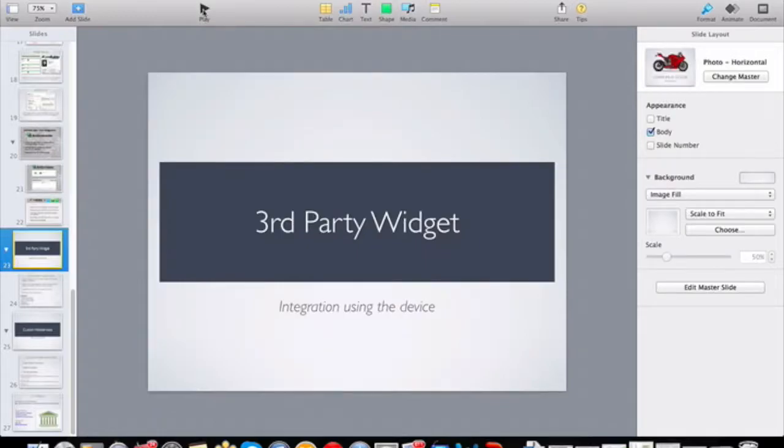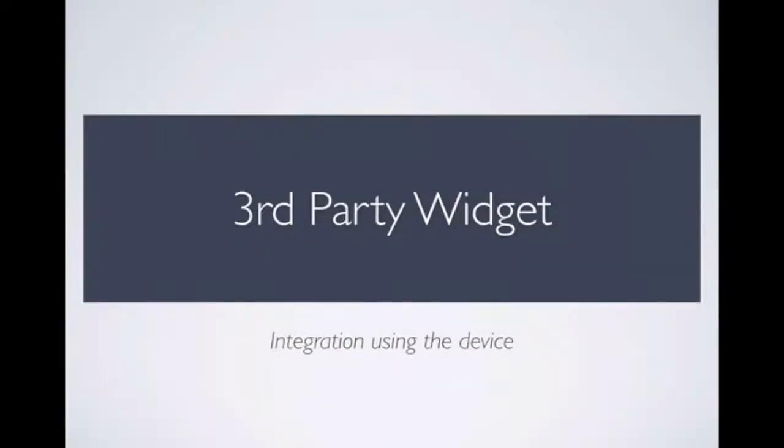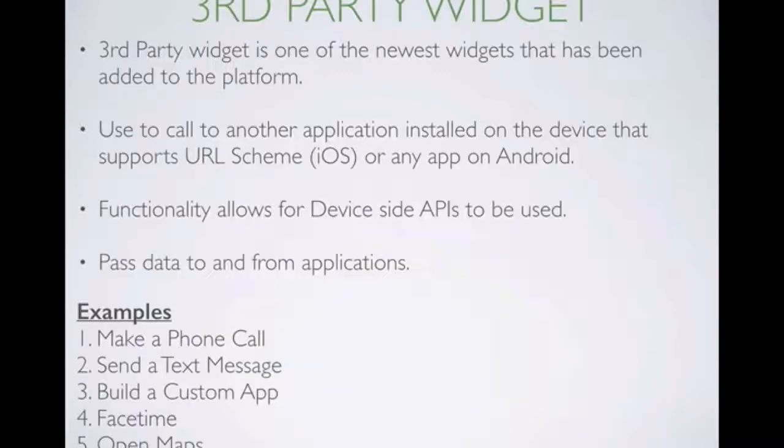And this is our third-party widget. This third-party widget allows apps on the front end to communicate, whether it be iOS or Android. From the iFormBuilder app, you can call another app, or from the iForm app on Android, you can call another app. So some of the things that you're able to do with this are you can make a phone call, send a text message, even build custom applications that interface with iFormBuilder.